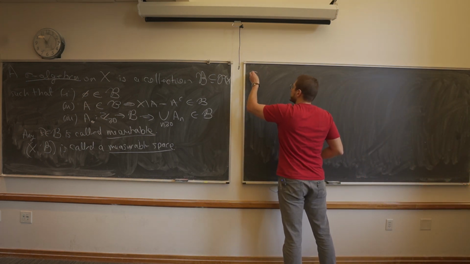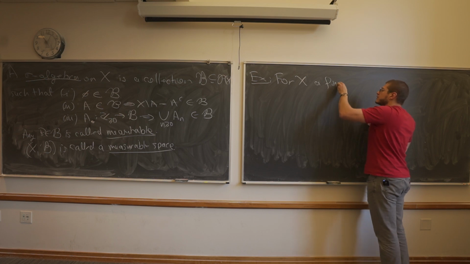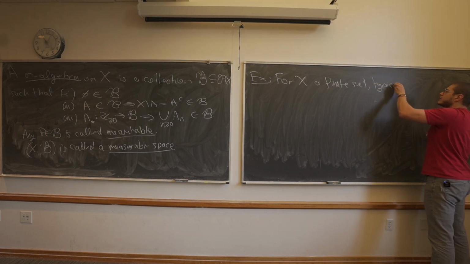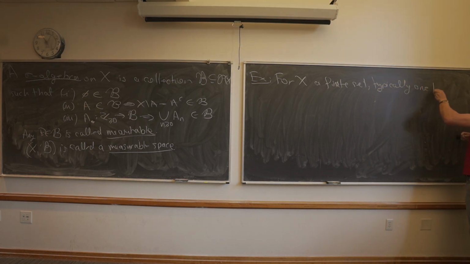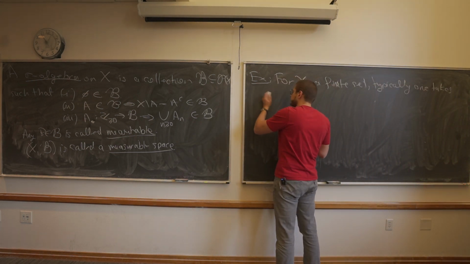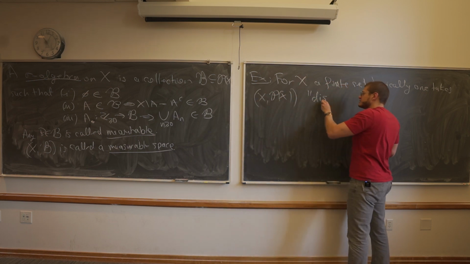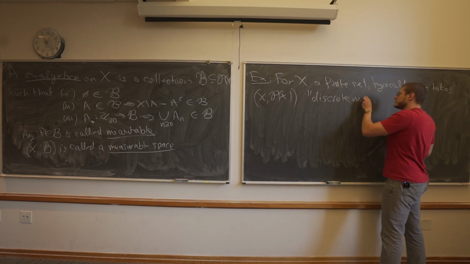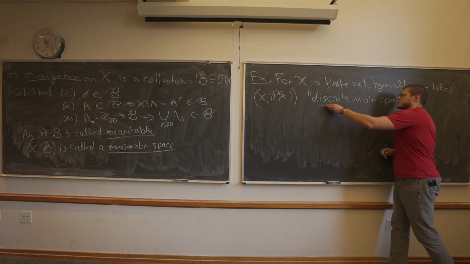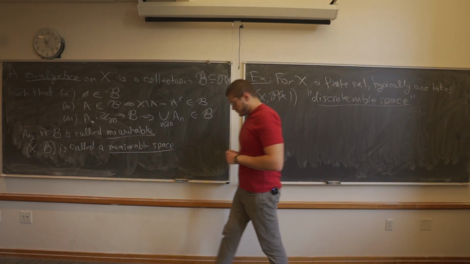So for X, let's say a finite set. Typically, one takes the measurable structure on X to be X and the power set. And so this is what is called the discrete measurable space. And of course, you don't need to assume that this is finite, actually. It still makes sense. So that's the first example.